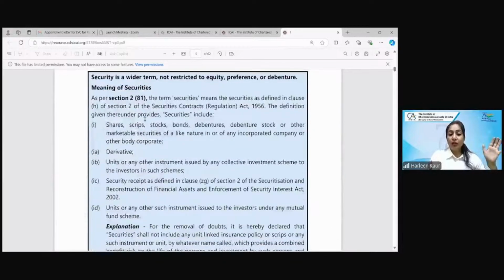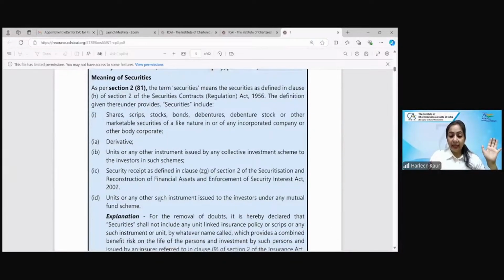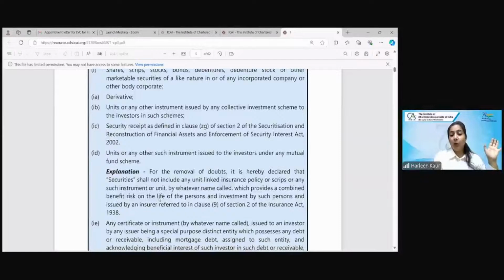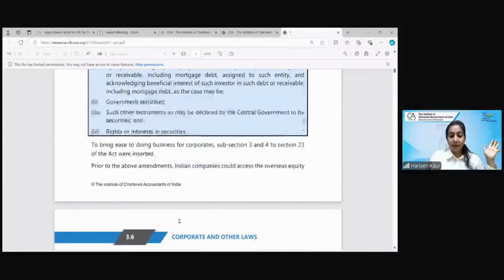Now this is your definition of securities, which we have done in detail. One important thing I wanted to show you: securities will not include unit-linked insurance policies, by whatever name called, because they give a combined benefit. ULIPs give you two benefits: one is investment, one is life insurance. They are not included as part of securities. Okay.